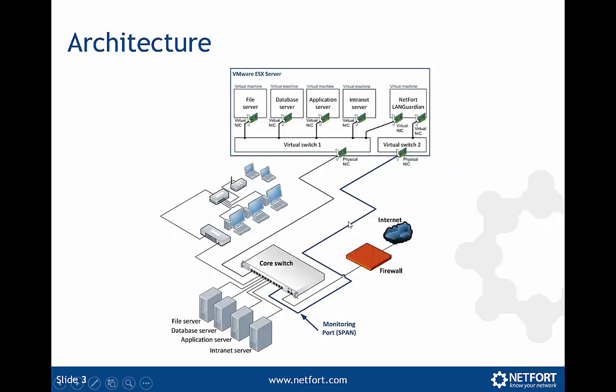So if we take a 30,000 foot view of this, what we're trying to do is get our LANGuardian installed on the ESX server, and have our physical cable going out to our core switch. As users go on the internet, access file servers or whatever they're doing on the network, a copy of that traffic is sent in through the span port, through the virtual switch, for processing on the Netfort LANGuardian. So let's now move on to the first step, which is to get LANGuardian installed.